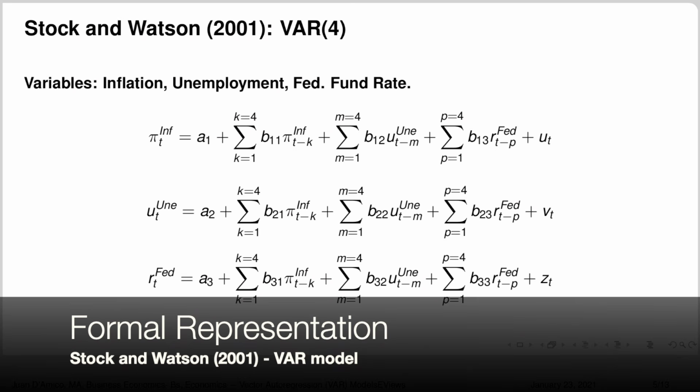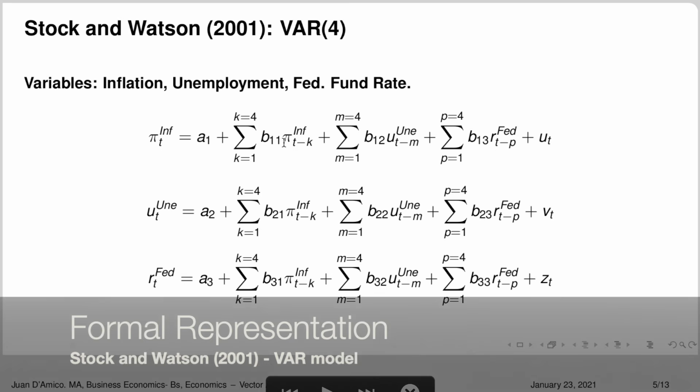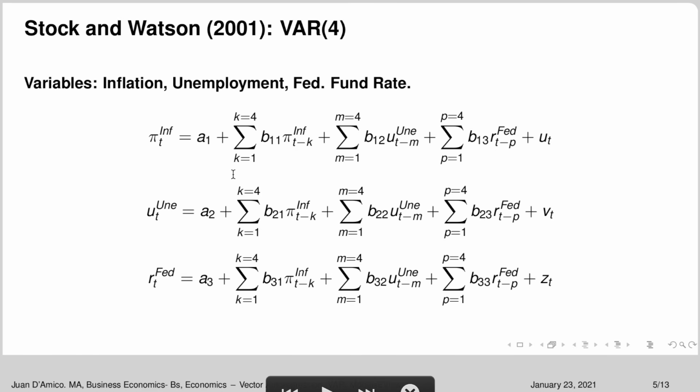So this is the representation they use. They have inflation, which is going to be explained, as I said, by past realizations of inflation itself, past values of unemployment, and past values of the Fed funds rate. And similarly, unemployment and the Fed rate are going to be explained by past values of inflation, unemployment, and the Fed funds rate.